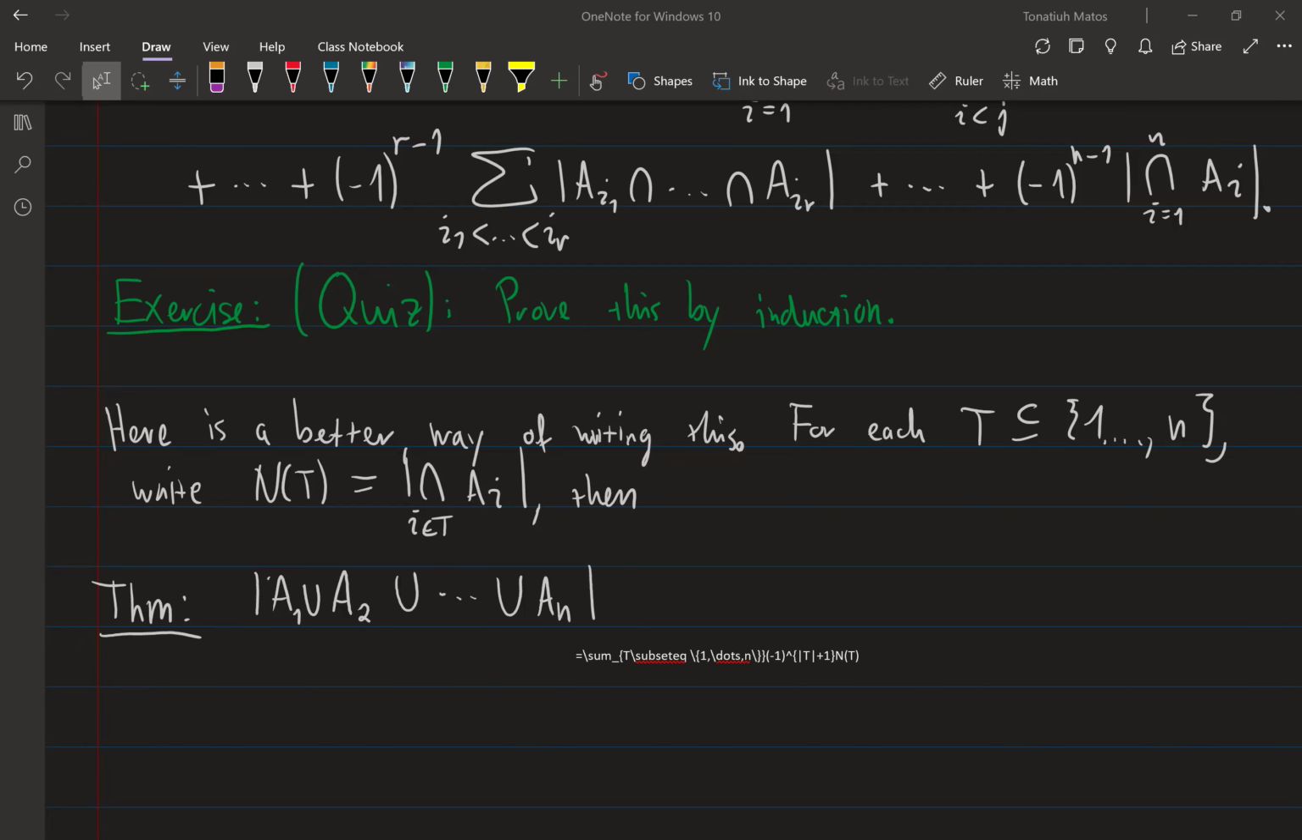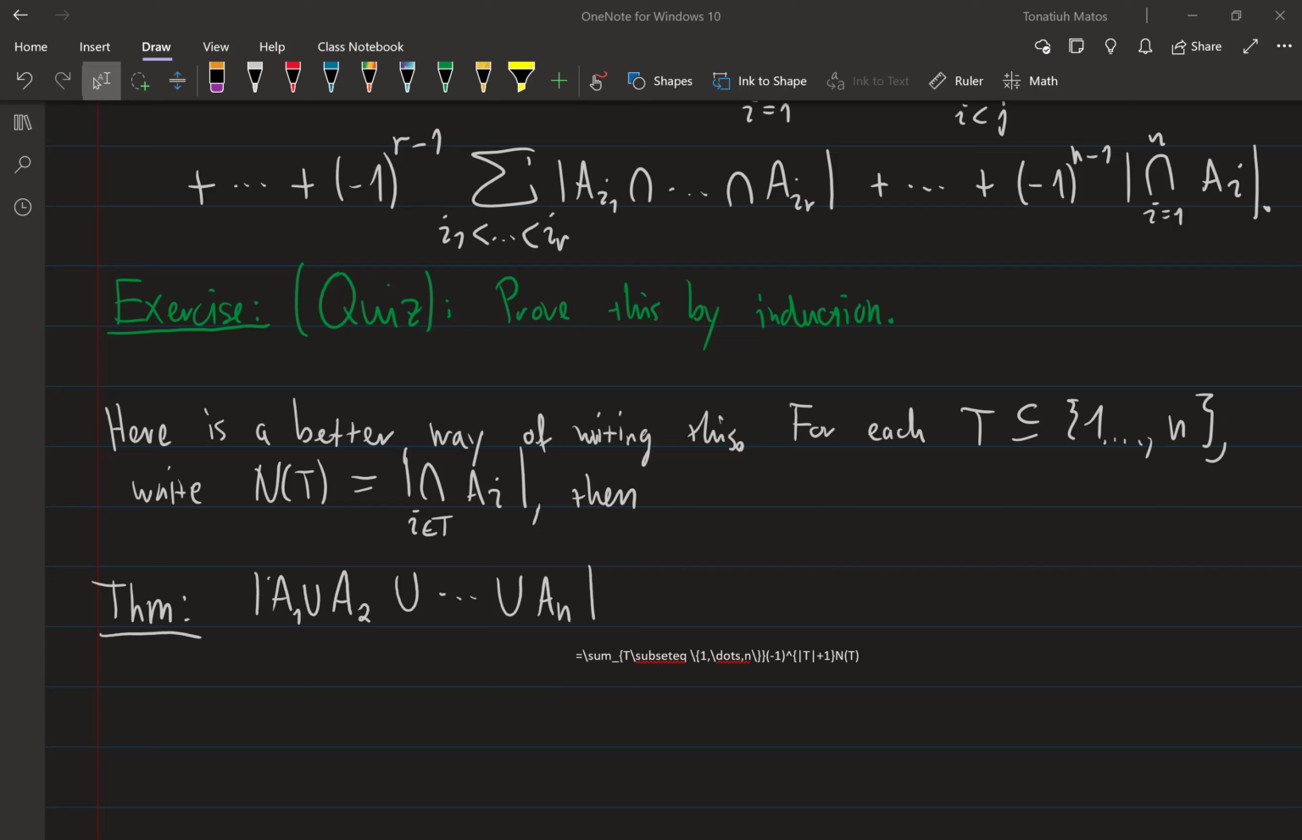In the meantime, are there any questions about anything I've done? You can start thinking about the quiz, which is proving this by induction. And like I said, it's no more difficult than the thing we already did with the example of 3, because for the example of 3, we used the formula for 2 multiple times.